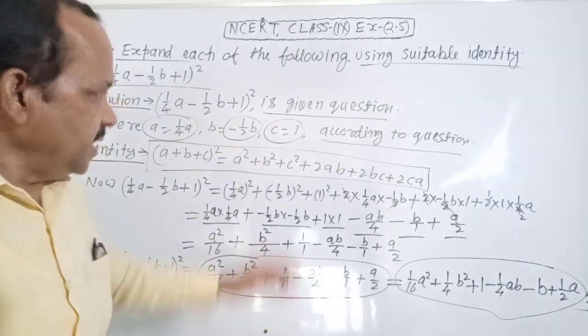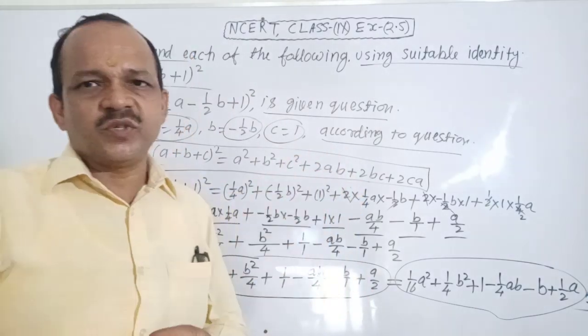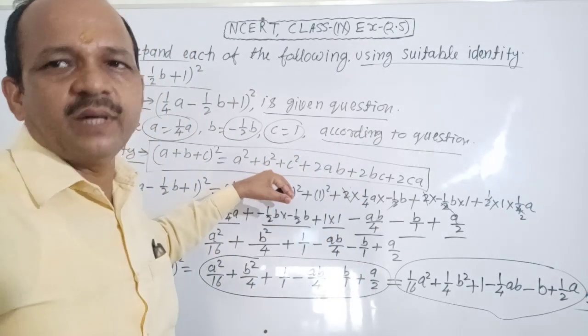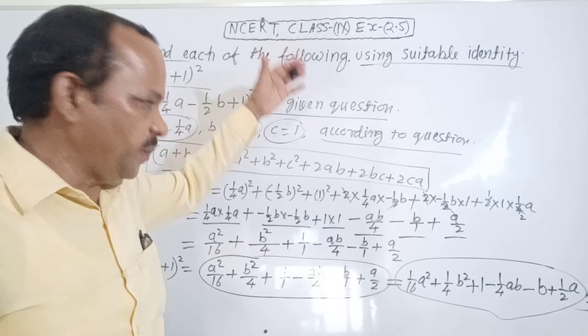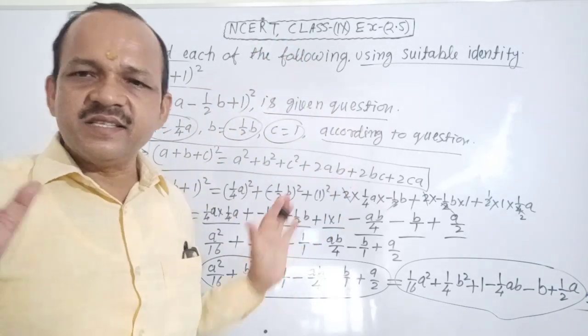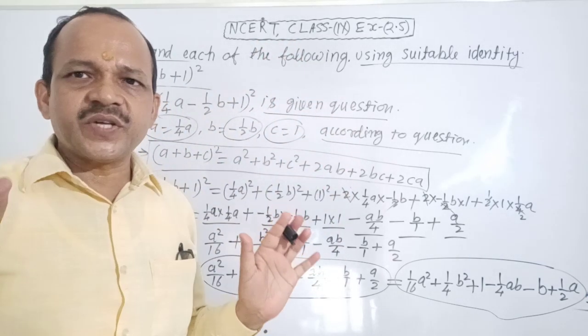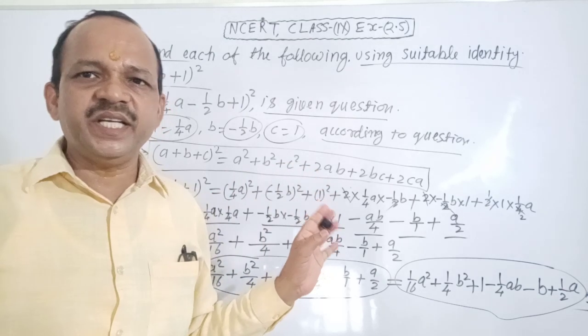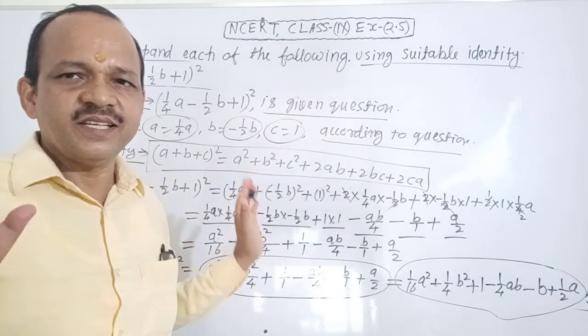Very good. In this way you can solve any question with the help of this suitable identity and this solution. The solution is clear. The identity is clear. No confusion about it. Very good. It is easy.